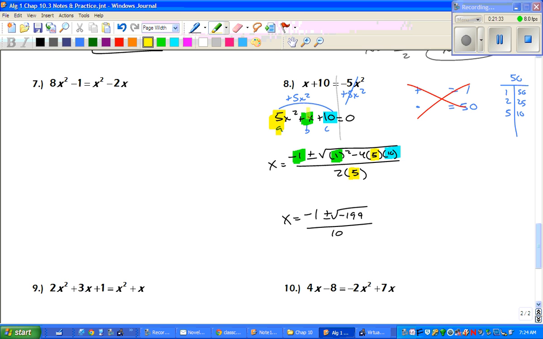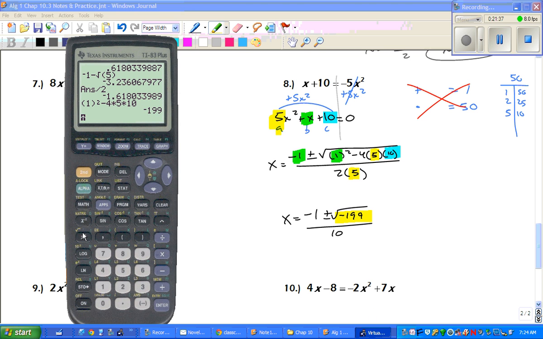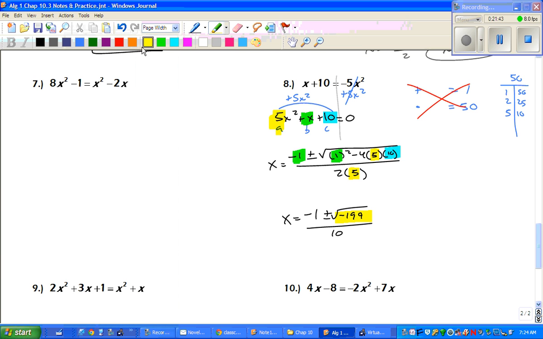Whoa. Can we take the square root of a negative number? Let's find out what happens. Can't happen. Okay, so when that happens, your answer is x equals no real solution.